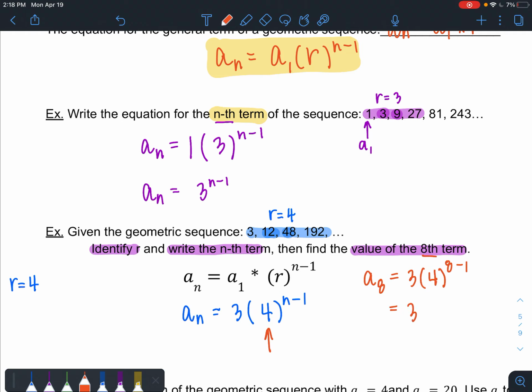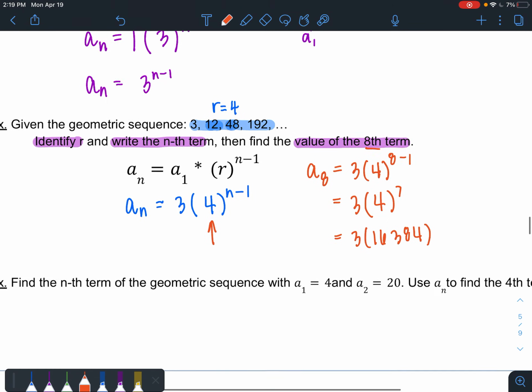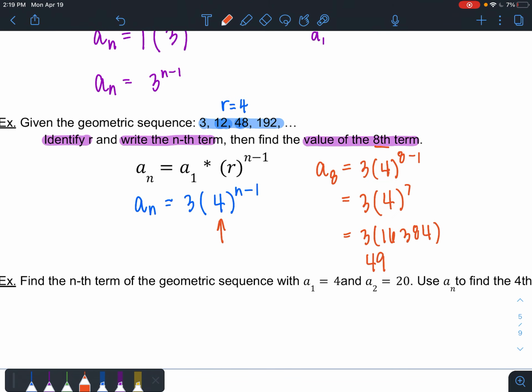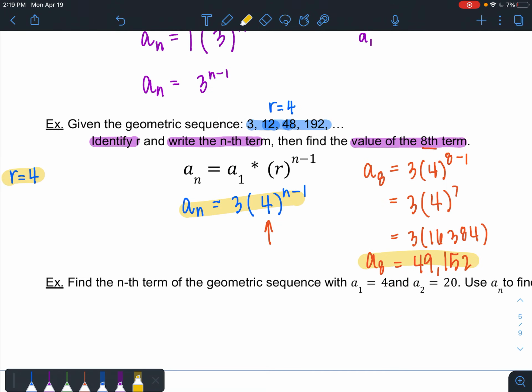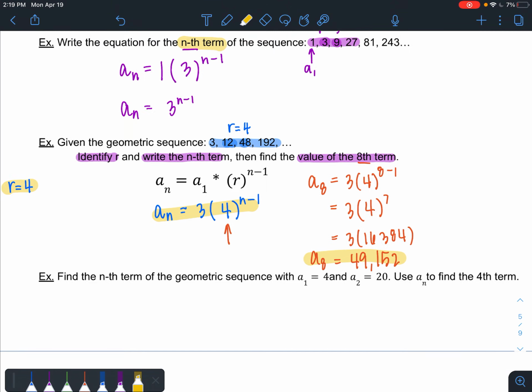And so I have that's equal to 3 times 4 to the 7th. So I have to do 4 to the 7th first. That is 16,384. Then I can multiply that by 3, and I get 49,152. So that is a to the 8th. So there are all 3 parts that I need for my final answer.